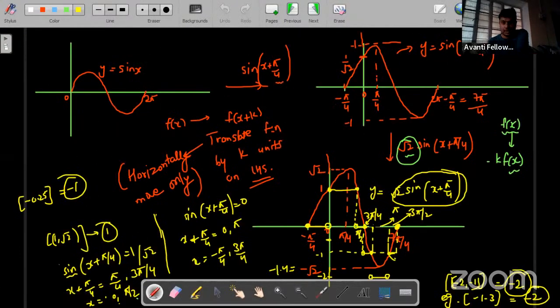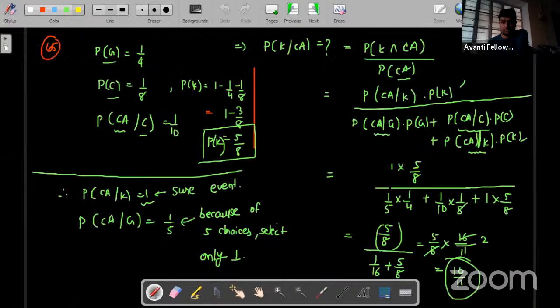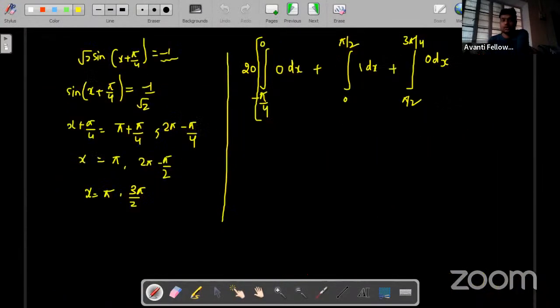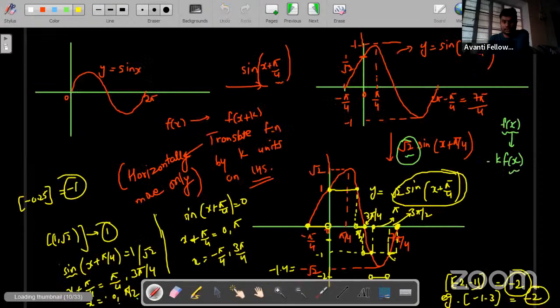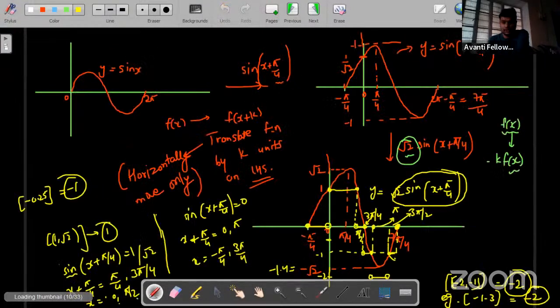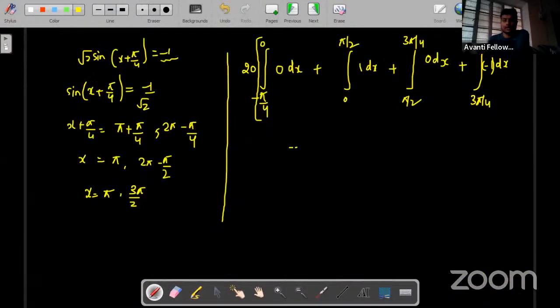Then 3 pi by 4 we have written. Now 3 pi by 4 to this value, which is pi. What are we getting? Minus 1. So plus, from 3 pi by 4 to pi, we are getting minus 1 dx. See, the value is minus 1, so GIF of this function is minus 1 now, so we are directly putting minus 1.